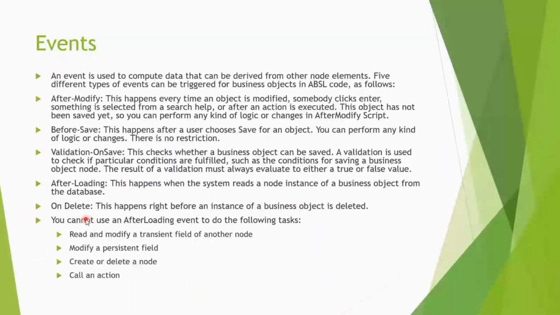Okay. So just the explanation I have given here. After modify will trigger every time the object is modified. Before save will trigger when the save button is clicked. Validation on save is just to write the error message, the validations we have to do. Only the validation. We can't update any fields in the validation on save.